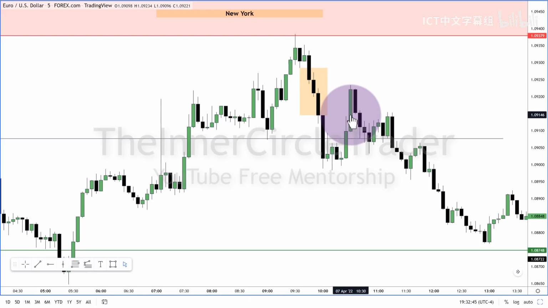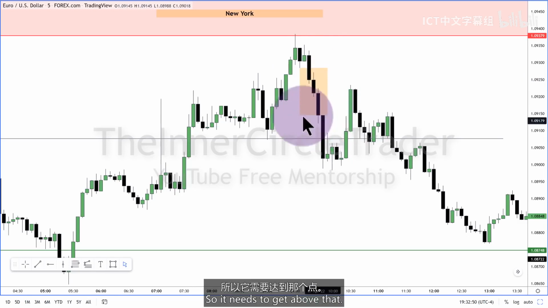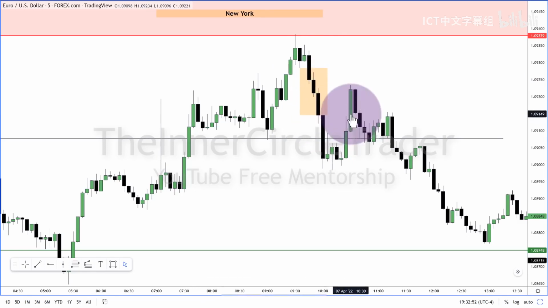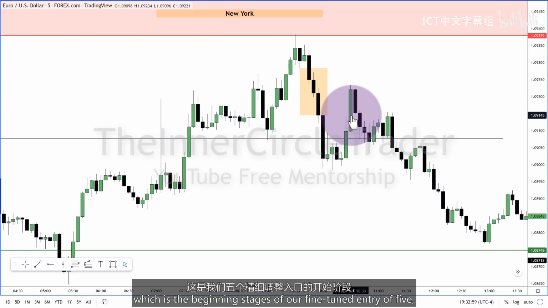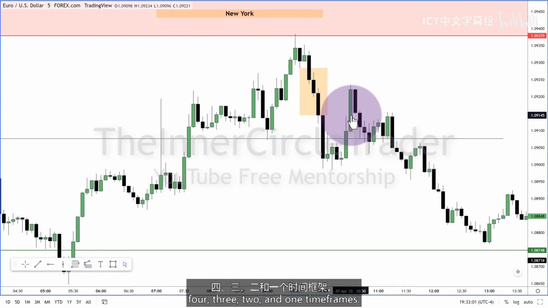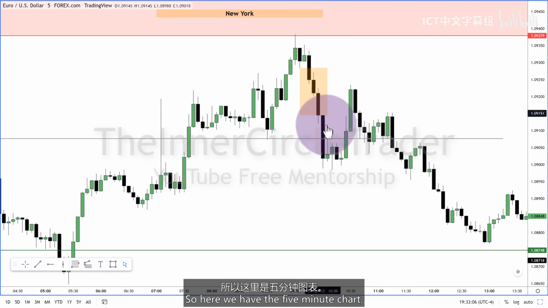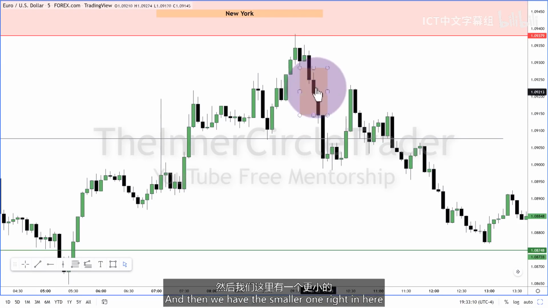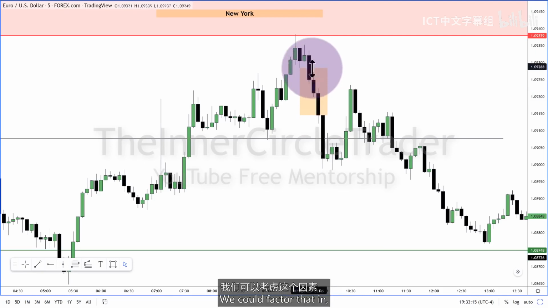The parent is this 15-minute time frame imbalance. So it needs to get above that. But when it does that, we have to look at the lower time frame below the 15-minute, which is the beginning stages of our fine-tuned entry of the 5, 4, 3, 2, and 1 time frames. So here we have the 5-minute chart. We have an imbalance right here, and then we have that smaller one right in here, and all the way up to this price point here, we could factor that in, but it's not likely to get up there.